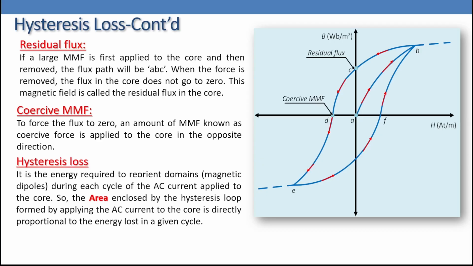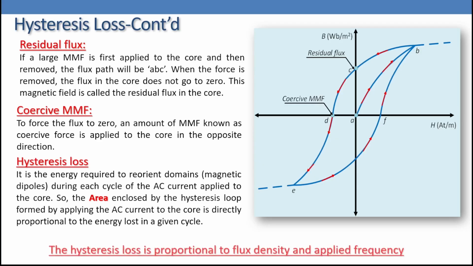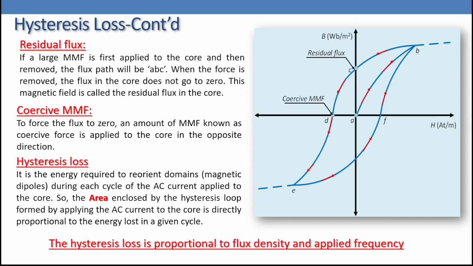What is hysteresis loss? It is the energy required to reorient domains. The area enclosed by the hysteresis loop, formed by applying the AC current to the core, is directly proportional to the energy lost in the given cycle. So we can say that the hysteresis loss is proportional to the flux density and the applied frequency. But the question is, how can we prove that this loop represents energy loss?